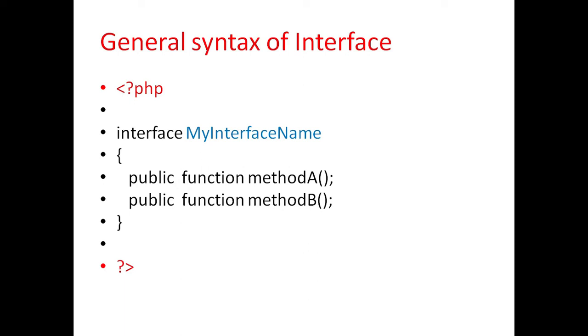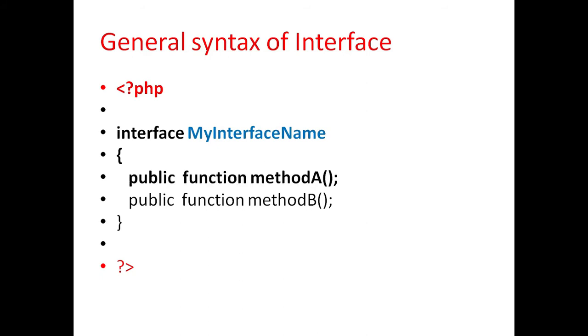General syntax for defining interfaces: interface, then interface name and the methods that you want to implement through interface. Here we have defined two methods, method A and method B.